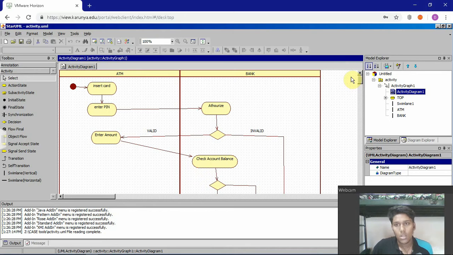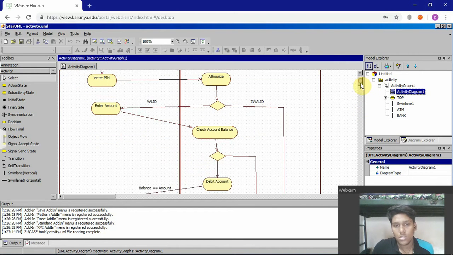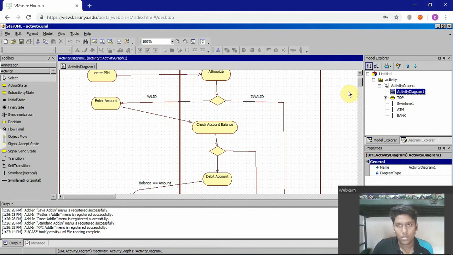If the pin is valid, it goes to another process which gets the amount from the user. If the amount is available in the concerned person's account, then the amount has to be debited. If the amount is not in the account, then it has to display a message such as insufficient balance. Then it has to eject the card. These are the upcoming processes that we are going to see.